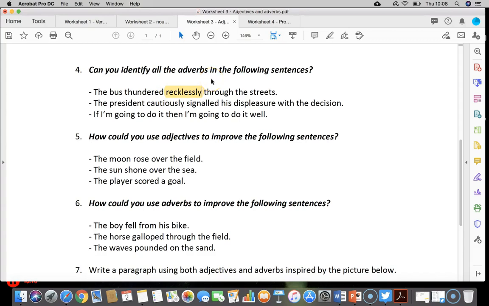The president cautiously signalled his displeasure with the decision. We see that the main verb here is signalled. That's what the president is doing, just like the bus is thundering. Cautiously tells us how he did that, so cautiously is an adverb. If I'm going to do it, then I'm going to do it well. Okay, and well there refers to how it is being done, so that's your adverb.